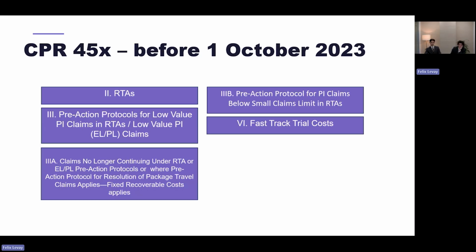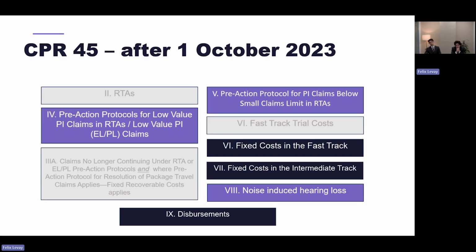We now compare that with how things stand after October 2023. Several sections no longer exist in part in CPR 45. When we look at the fast track complexity bands, we'll see that a few of these almost remain, in the sense that some of these types of claims have been assigned to different complexity bands. But the really important point, obviously, is that we now have fixed costs in the fast track, fixed costs in the intermediate track. There's also a disbursement section. But we're now looking at fixed costs throughout both tracks at every stage of the litigation.